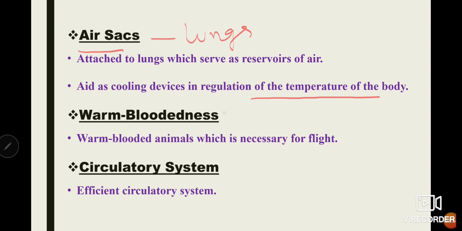Birds are also warm blooded, meaning they can easily maintain the temperature of their body, which is very necessary for flight. Their circulatory system is also efficient, meaning a large oxygen supply is required for rapid metabolism, and these birds are warm blooded, so it is done by this efficient circulatory system.